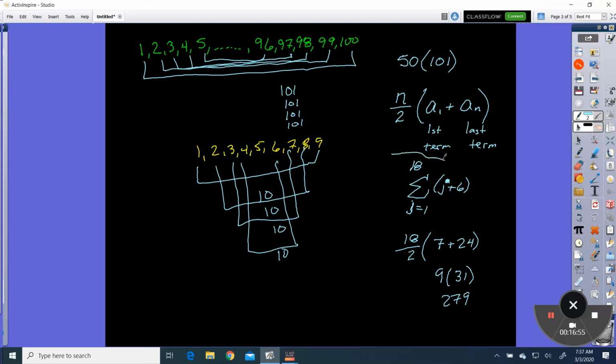So when it's set up like this, you just plug in the first number on the bottom, that gives you your first term. Plug in the number on the top, that'll give you your last term. And then the number of terms is from 1 to 18, so that means there's 18 of them.